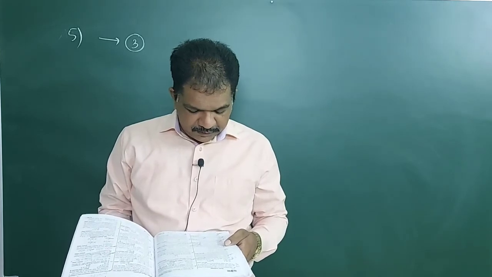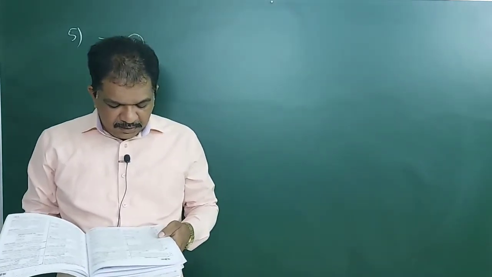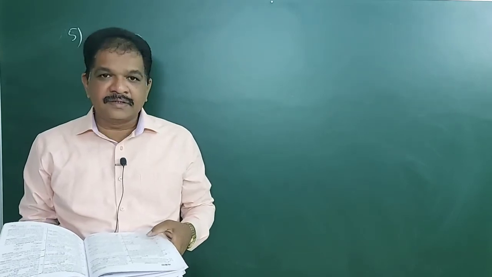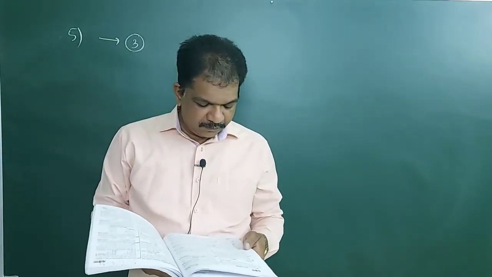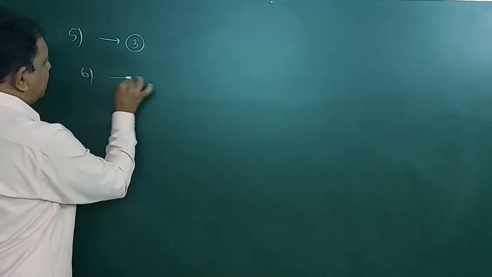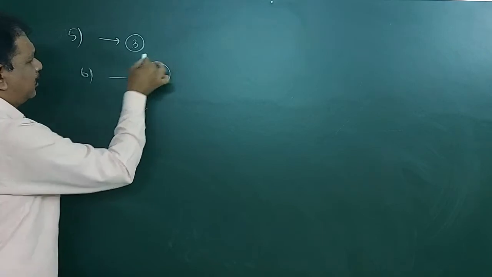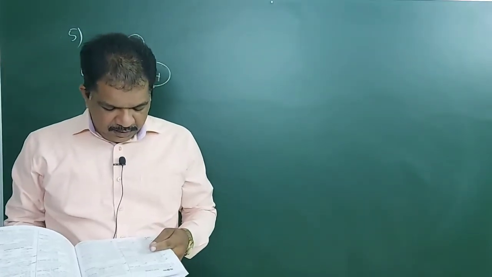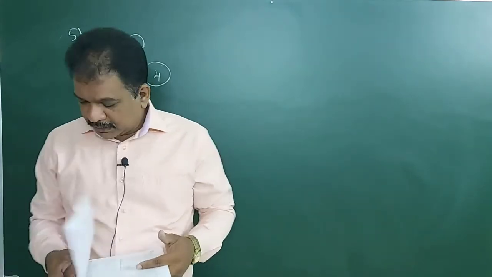Next, sixth question, mean energy of a molecule of an ideal gas is 3/2 kT. So sixth question formula, that is, it will be 3/2 kT. Okay. Next, seventh question, what they are asking, see.